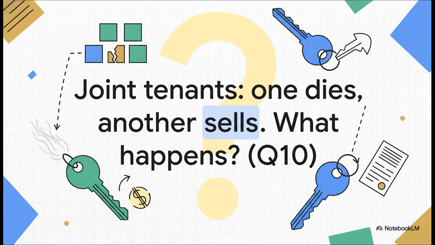Here is a classic exam puzzle for you. 4 investors own a property together as joint tenants. Then one of them passes away, and another one sells their share to a complete stranger. What does that ownership look like now? Does it stay the same?